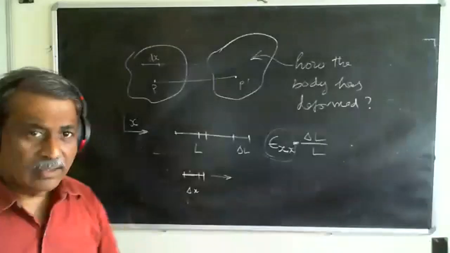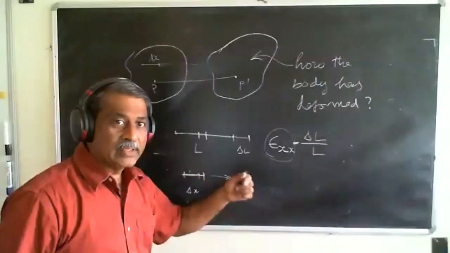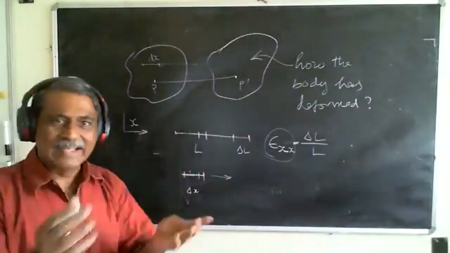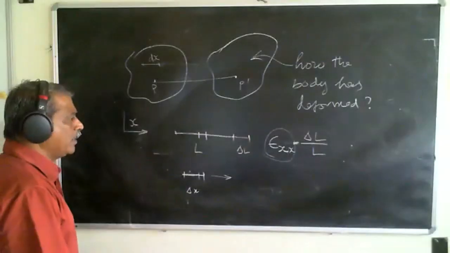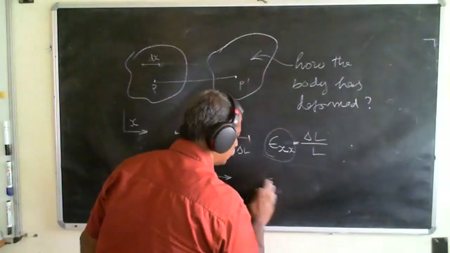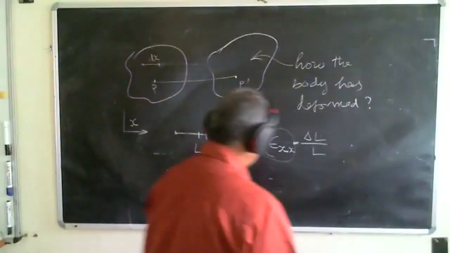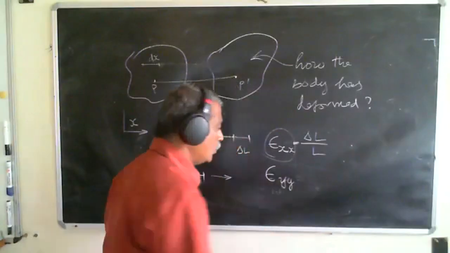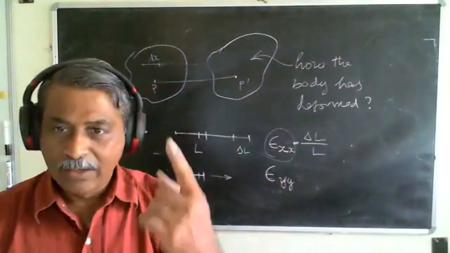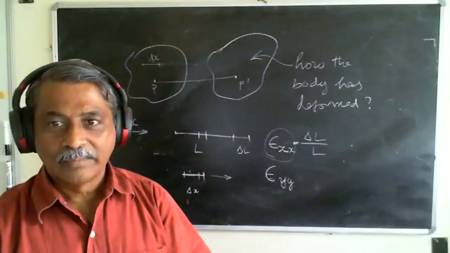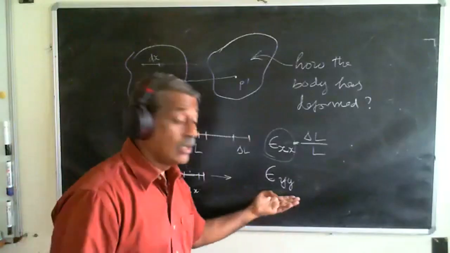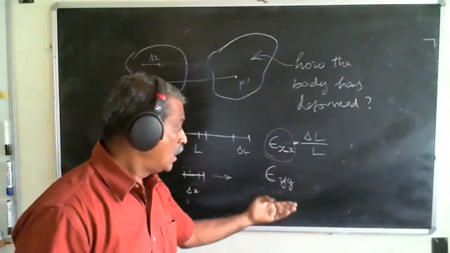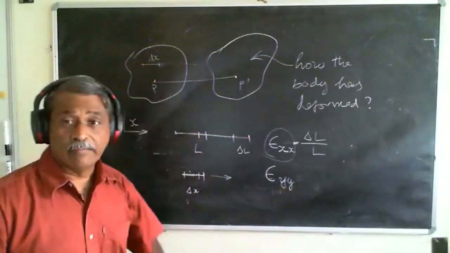Very simple idea. This becomes powerful because if I need to have strain in any other direction, I have to do exactly the same thing. For example, how do I find out epsilon YY? What do I do to find out epsilon YY? Having understood what is epsilon XX, how do I find out epsilon YY? This is the body that I have.